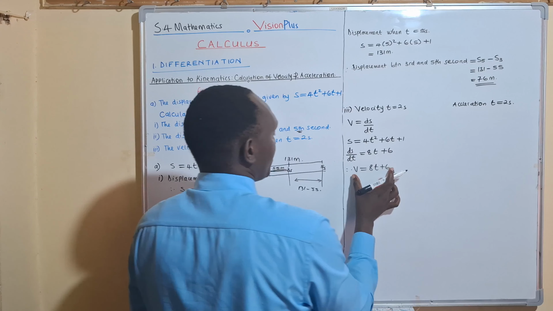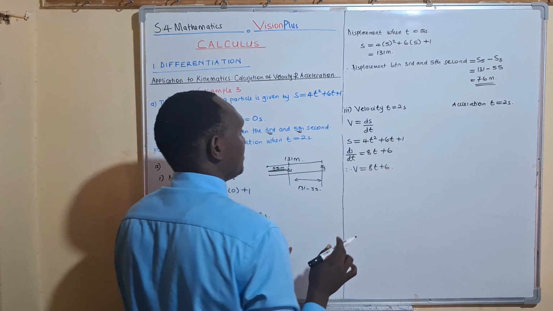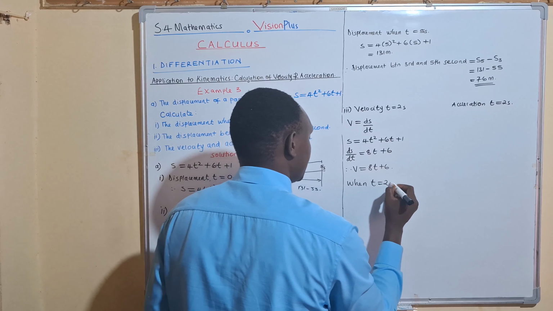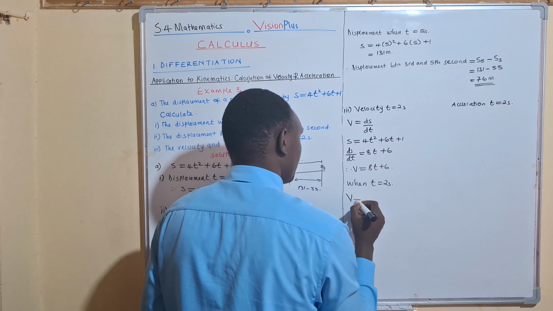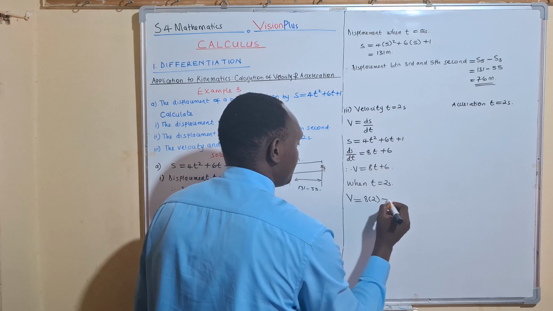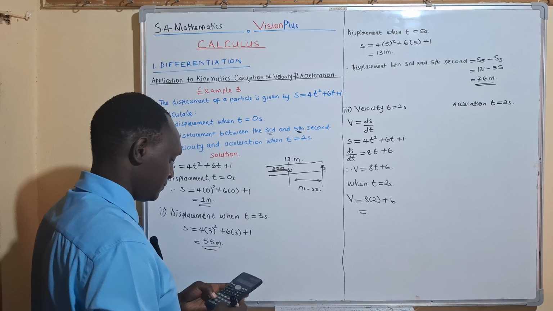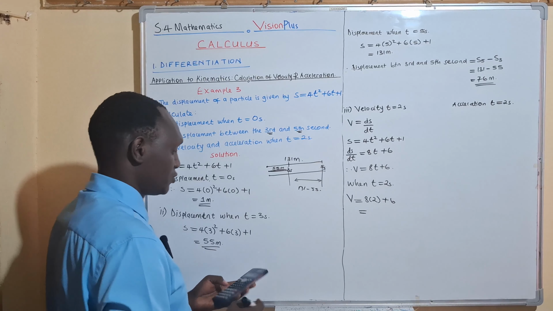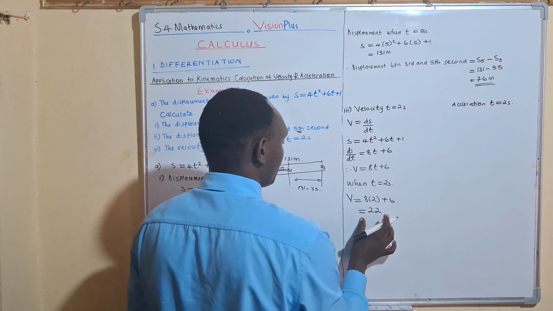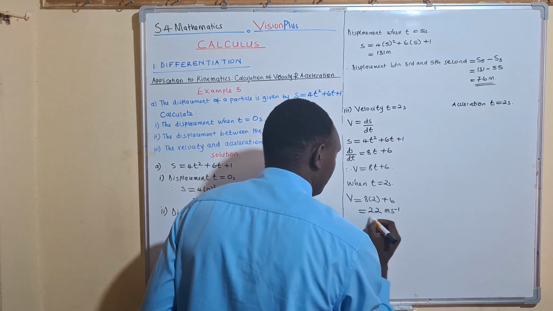Now, after knowing the expression for velocity at any time, what is the velocity when the time is 2 seconds? So when the time is now 2 seconds, our velocity becomes, substitute for the time, 8 times t plus 6. 8 times 2 plus 6 gives us 22. So when the time is 2 seconds, the speed of the particle is 22 meters per second. Keep the units well.